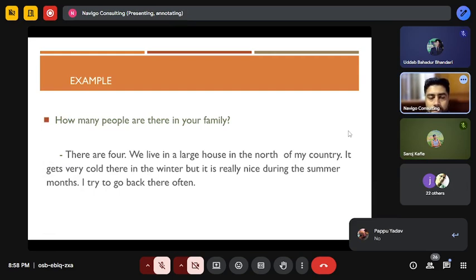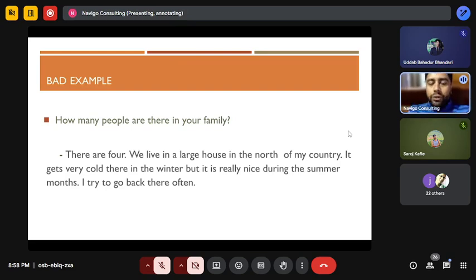Okay. So whoever is saying yes or that this answer is good, they are wrong. This is a bad example of how you give your answers. The question here is, how many people are there in your family? The response is, "Okay, so there are four. We live in a large house in the north of my country. It gets very cold there in winter, but it is really nice during the summer months. I try to go back there often." So does it even link to the question itself?